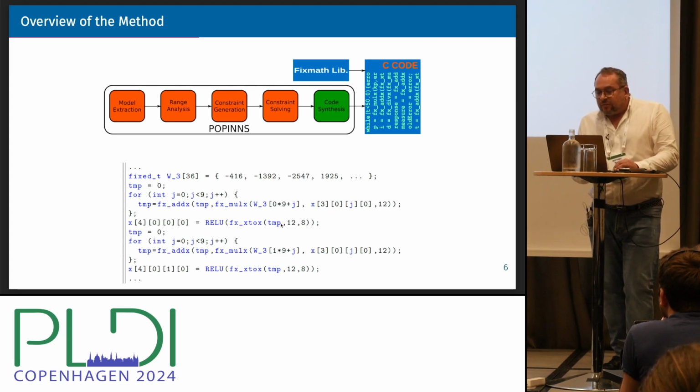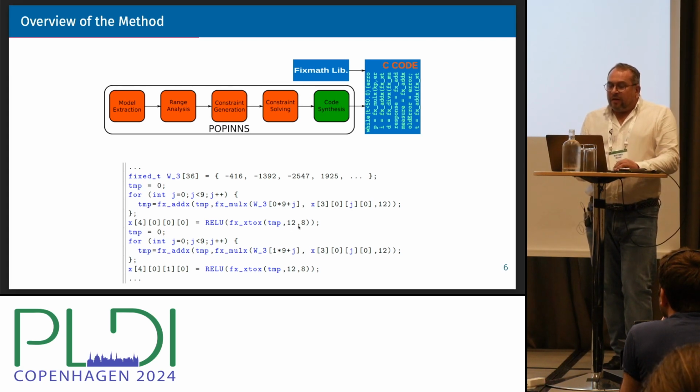Okay, so this is what we generate from the original TensorFlow model, and the difficulty is to find the formats which are somewhere in the operation. This is a cast from one fixed point format to another. The difficulty is to find this value, and this is what we obtain from the system of constraints.